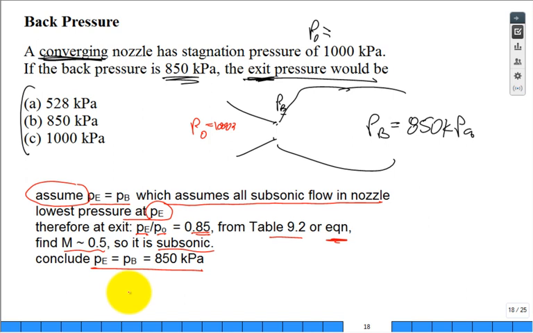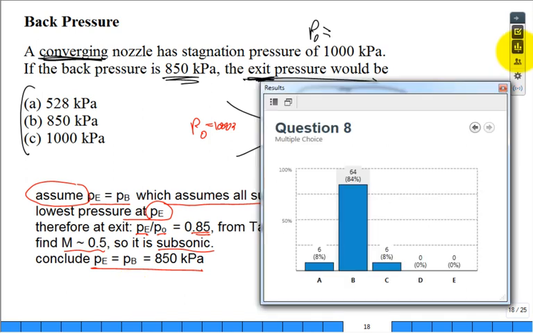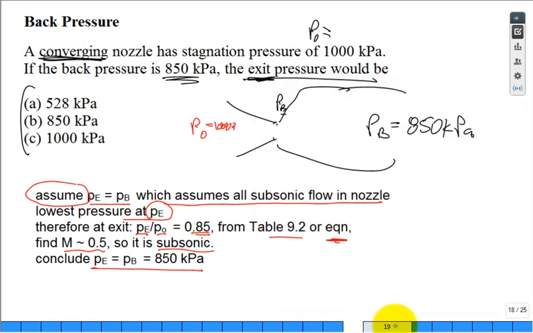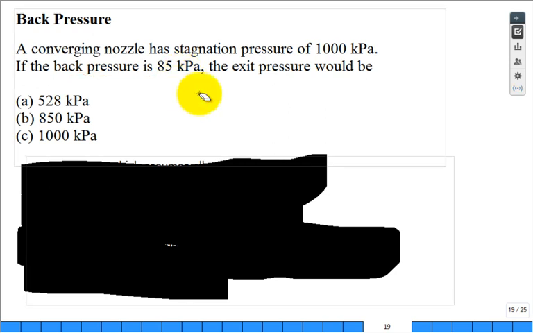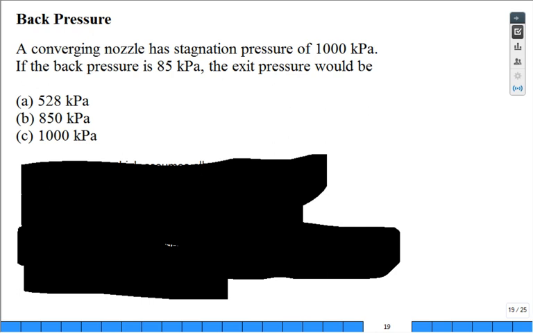But guess what? After we grade this, you're pretty smart. We're going to change it up. What do you think the nasty professor does to the same problem? Drops a zero. Instead of having a back pressure of 850, a back pressure of 85 kilopascal. A lot lower back pressure. Now you get to answer the same question.